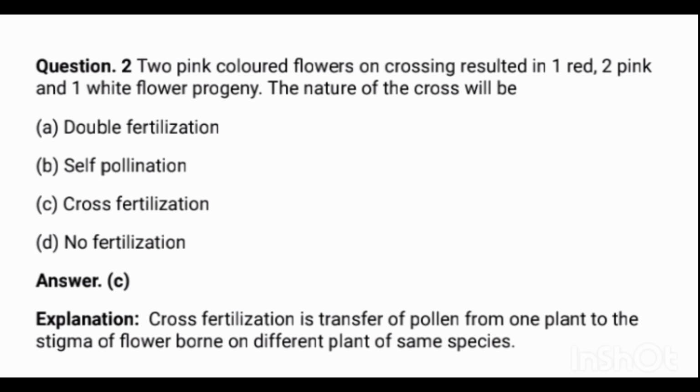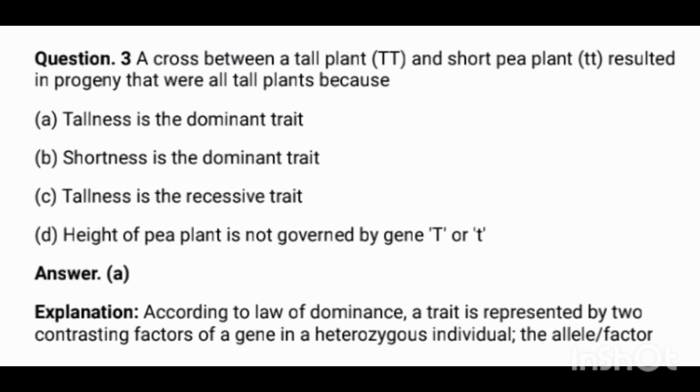Question 2. Two pink-colored flowers on crossing resulted in one red, two pink and one white flower progeny. The nature of the cross will be. Answer. C. Cross-fertilization. Explanation. Cross-fertilization is transfer of pollen from one plant to the stigma of flower borne on different plant of same species.